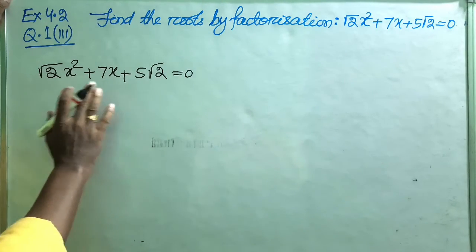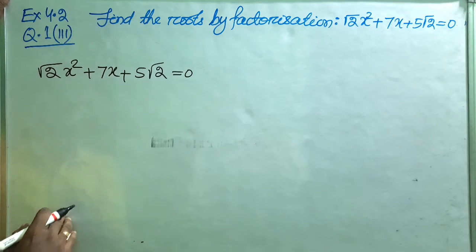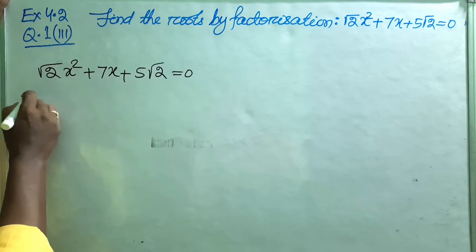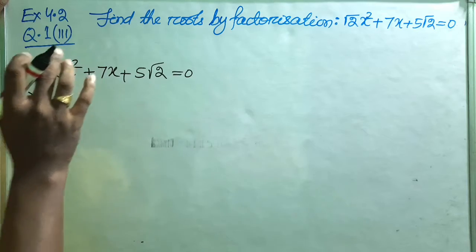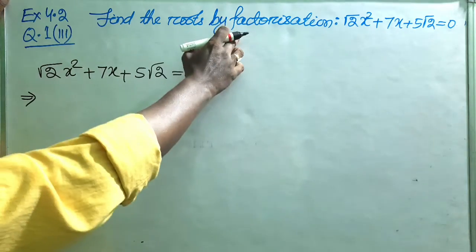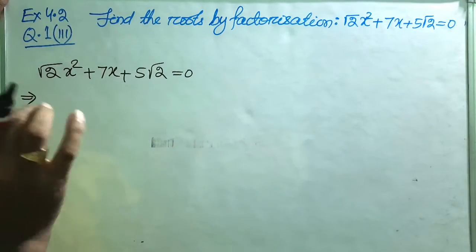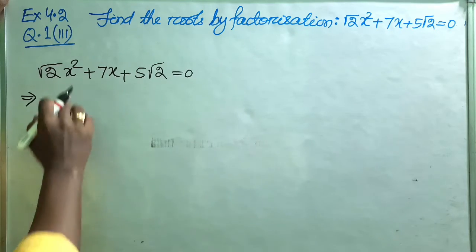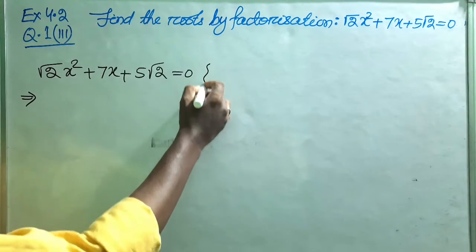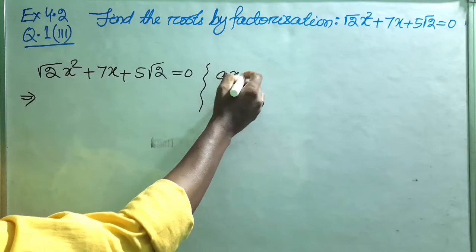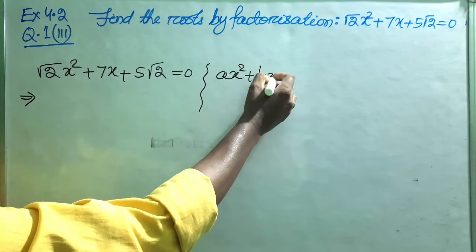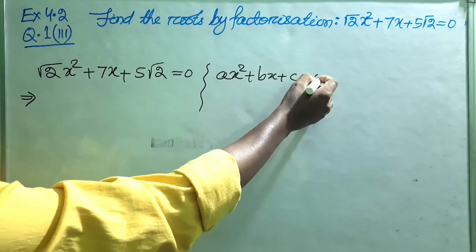Now this is the given quadratic equation. Now we will solve it by factorization method, but this factorization method involves middle term splitting method. Now what we will do? You know what is the general form of quadratic equation? That is ax square plus bx plus c equal to 0.